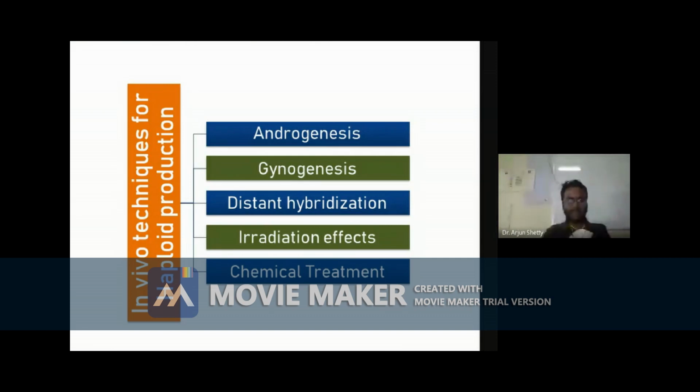Now coming to chemical treatment, there are different types of chemicals that can be used. When a flower is exposed to chemicals, we will explain which chemicals can be used for production of haploid plants. Though a plant is said to be diploid, by treating it with suitable chemicals we can make that plant a haploid. Nothing but what do you mean?